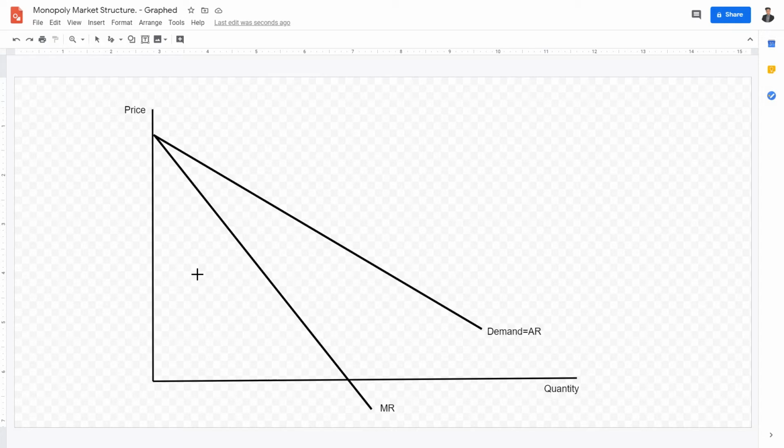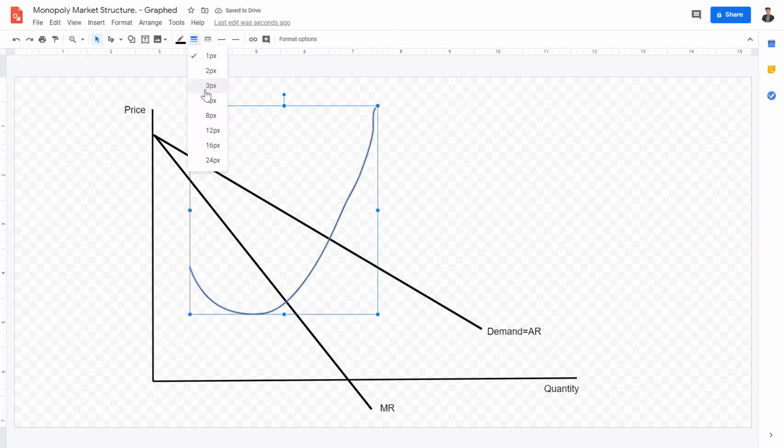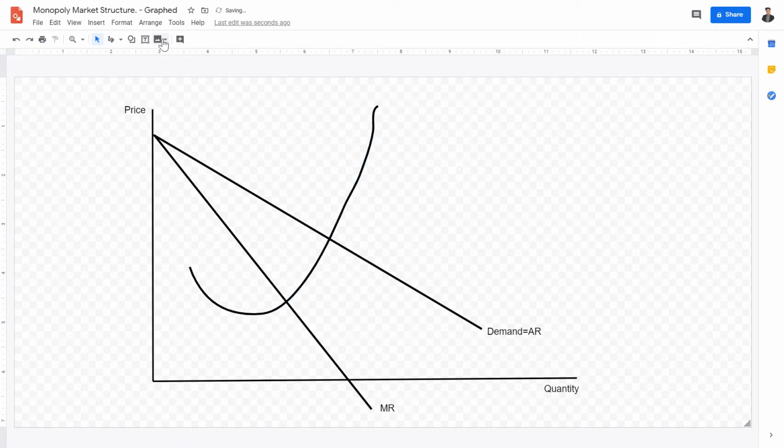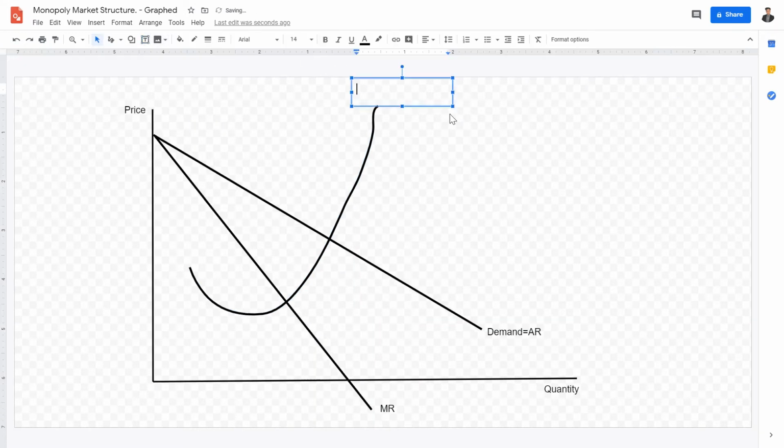Okay, the next curve we want to draw is the marginal cost curve. Now, remember, the marginal cost curve goes down and then goes up again. This is the marginal cost curve. It's the Nike swoosh curve. If you do not understand the marginal cost curve, and why it is shaped like this, you really need to go back and review.